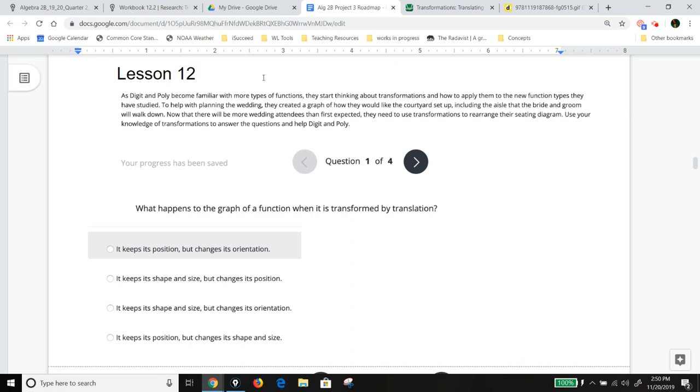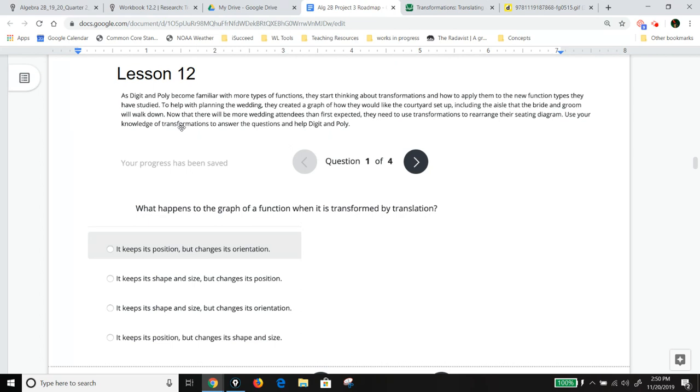I am going through the project presented in Unit 3, specifically all the questions presented in Lesson 12. So we're going to jump right into it. Some background information is Digit and Polly are helping out with a wedding that's happening here at the castle. They have set up the courtyard, including where the bride and the groom will be walking down the aisle. So they want to be looking at some transformations to rearrange the seating items. So we're going to be using our own knowledge about transformations as it applies to functions to help them rearrange things. So that should be making sense for what you know about transformations.